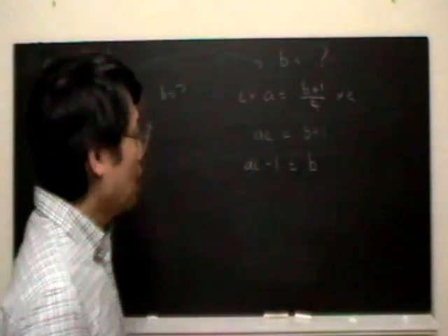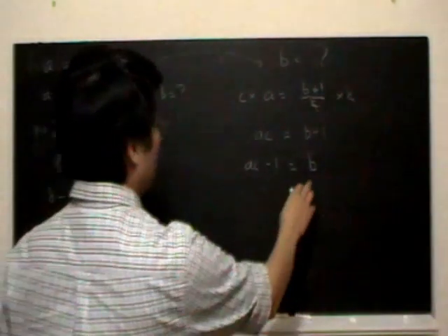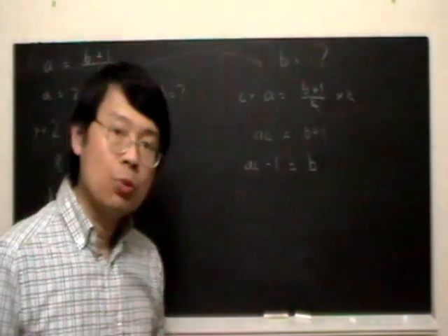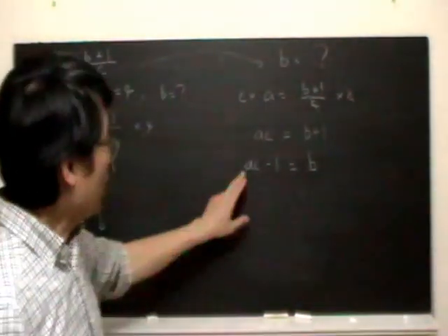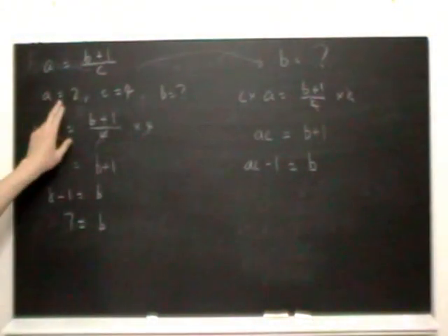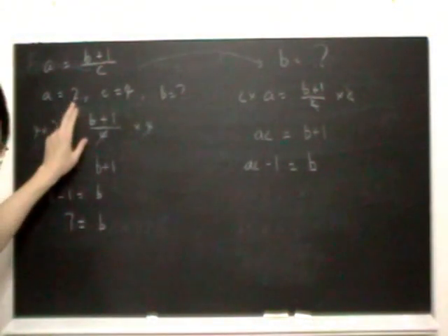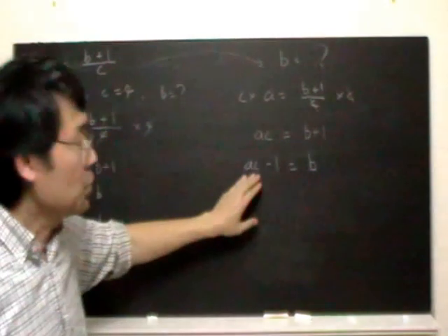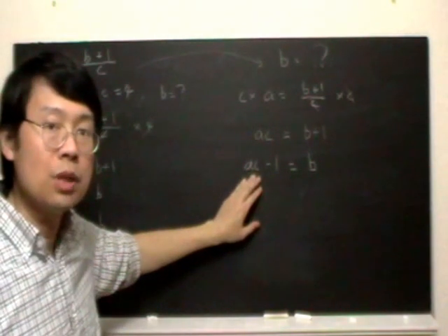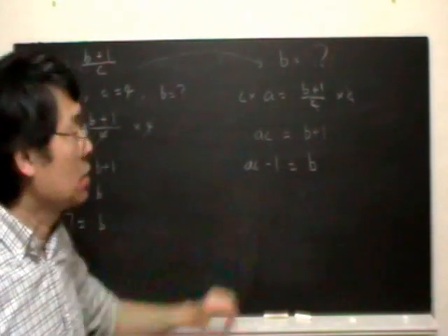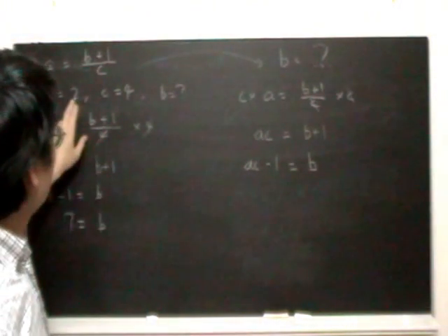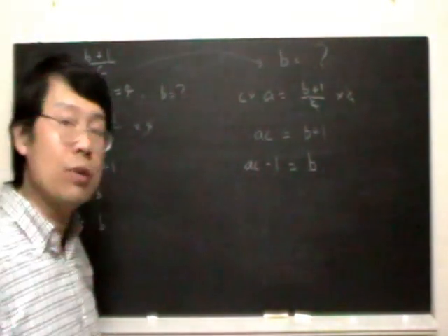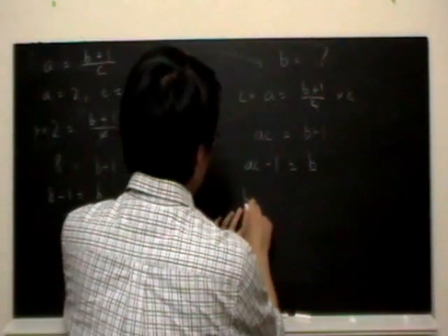Alright, so now we have a formula for b in terms of a and c. So this time, if we are given numbers for a and c, like in the example just now, where a equals 2 and c equals 4, we can just use this new formula, or the rearranged formula. Just put in the numbers for a equals 2 and c equals 4 in here, and we can find the answer. In fact, let's try that.